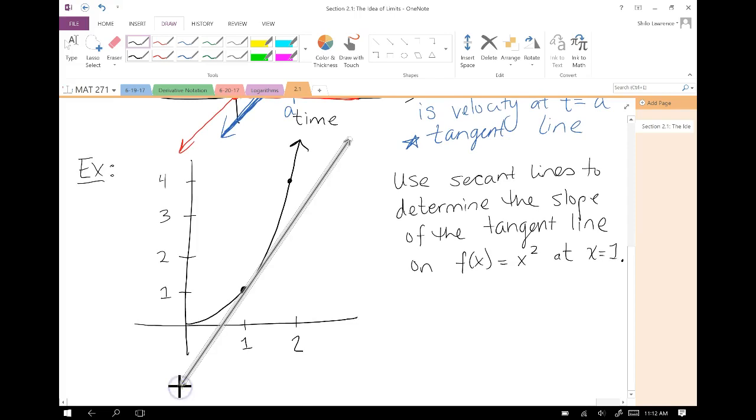Maybe. See if I can move it a tiny bit. I wanted a different color. I'm just going to draw it.